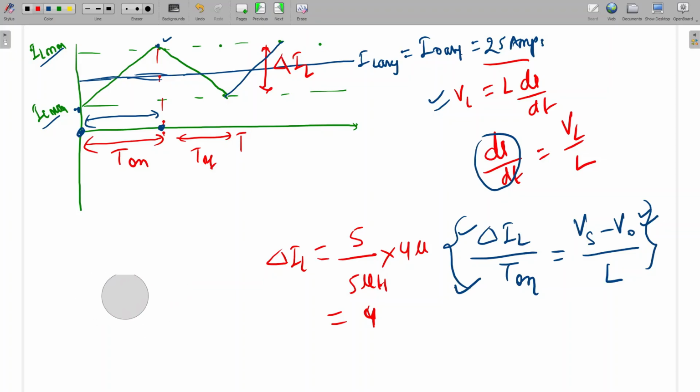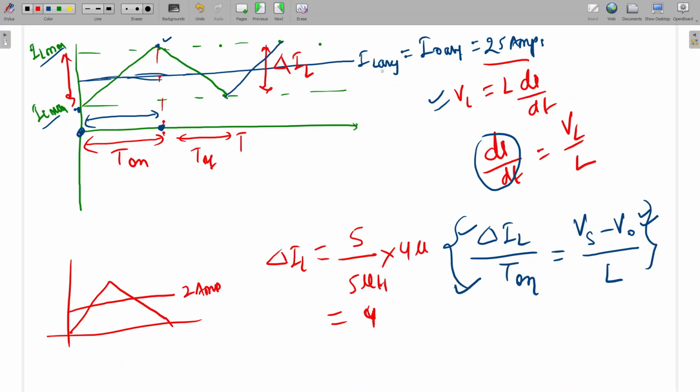Is it clear? See, the ripple current we have calculated. So the ripple from here to here is 4. If the load is such that the average value will be 2 ampere, then according to this ripple, we can say this will be at the boundary of continuous and discontinuous conduction.